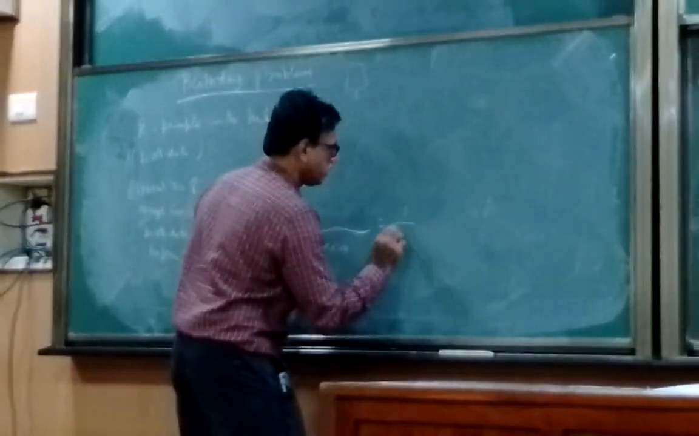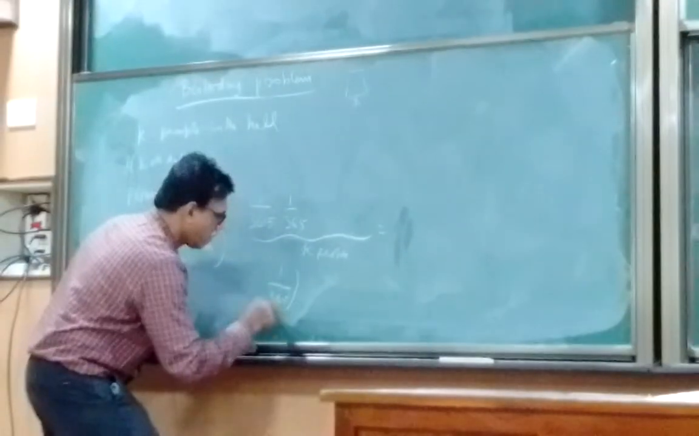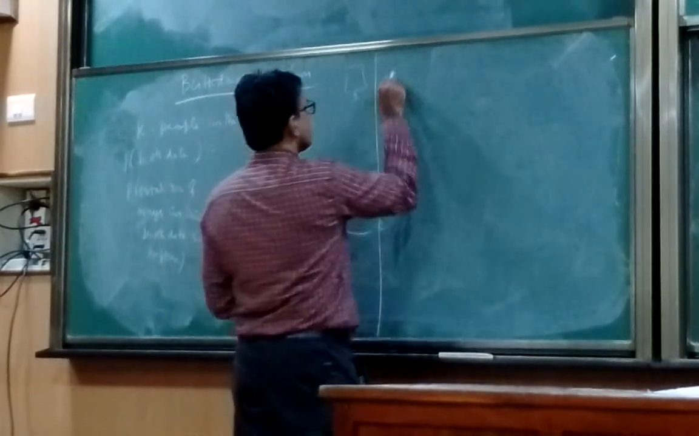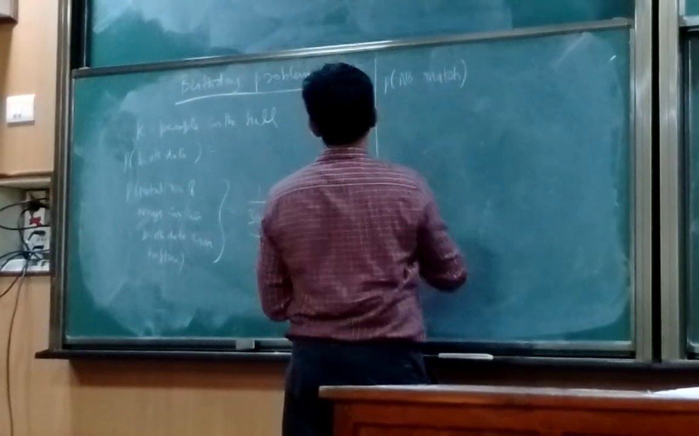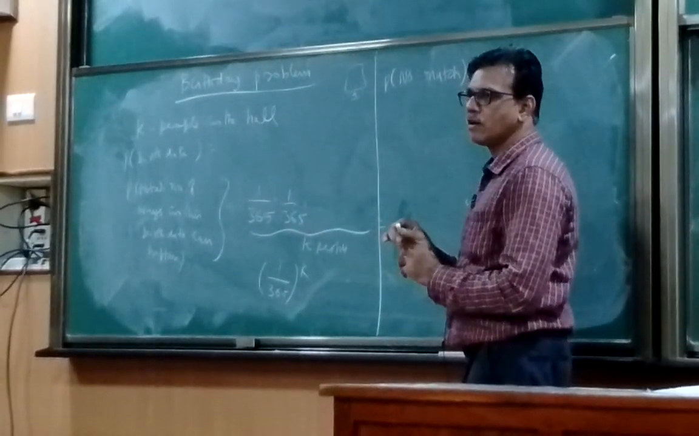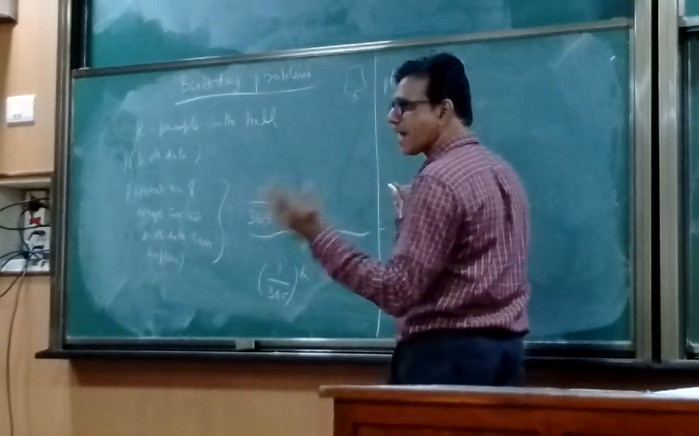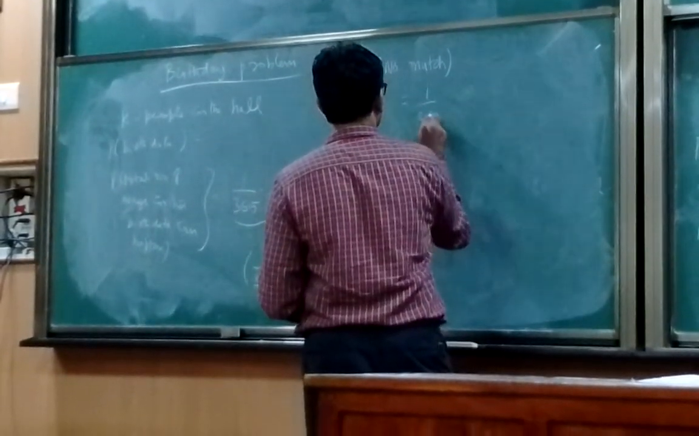So it is 1 by 365 over k. And what are we looking at? Probably that no match. Nobody's birthday matches. For that to happen, the way it can be done is the first person can have a birthday on any particular day. It can be 1 over 365.